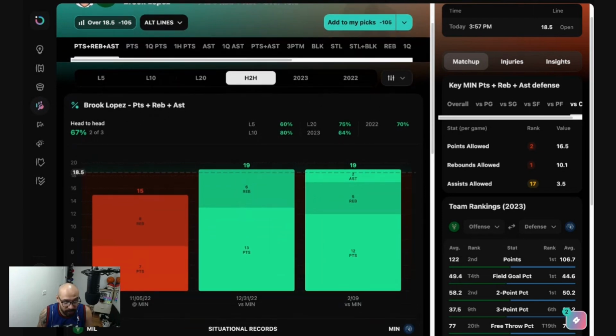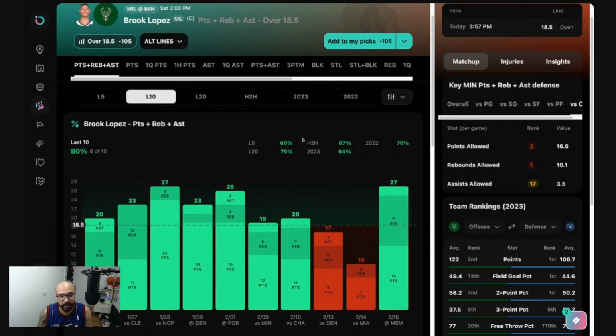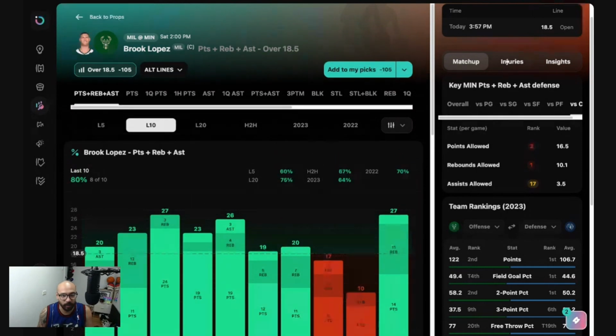Minnesota Timberwolves. But keep this in mind, he only finished on 19, right? So it's not like he smashed it. This is too close for comfort. I think this line is pretty much spot on. I'm not willing to take it.